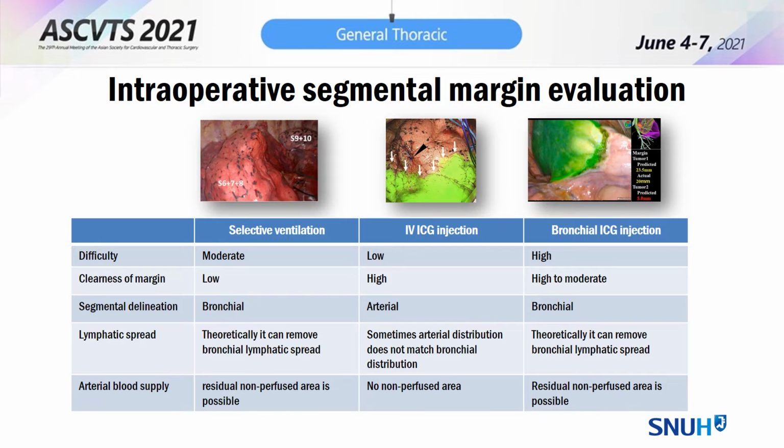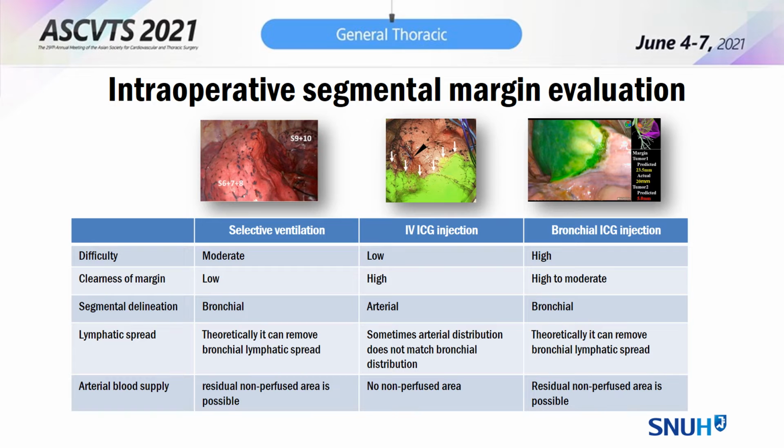In terms of difficulty, intravenous injection is the easiest way, and the margin is the clearest with intravenous ICG injection. And selective ventilation is sometimes clear, but in patients with COPD or some respiratory lung disease, it is very unclear. However, if we think about the theoretical role of segmentectomy, removing the segmental lymphatics altogether, bronchial delineation is theoretically the correct one because the lymphatic flow follows the bronchial pathway, not the arterial pathway, and sometimes the arterial pathway does not exactly match the bronchial pathway.